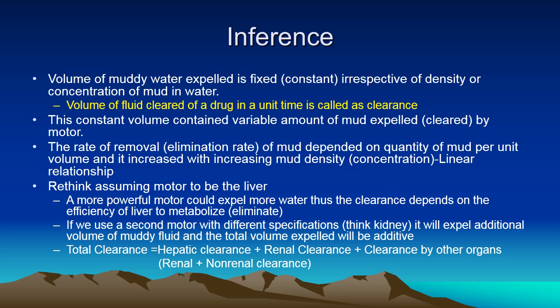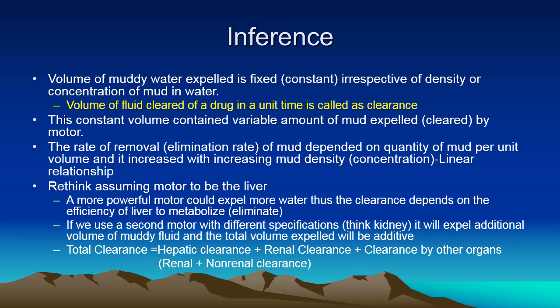Therefore, the volume of fluid cleared of a drug in a unit time is called clearance. This constant volume contained a variable amount of the mud expelled. The rate of removal of the mud depended on the quantity of mud per unit volume and it increased with increasing mud density. So there is a linear relationship, as seen for many drugs.